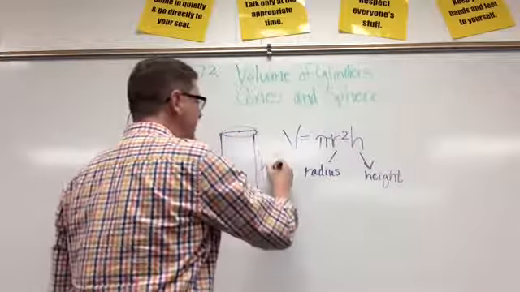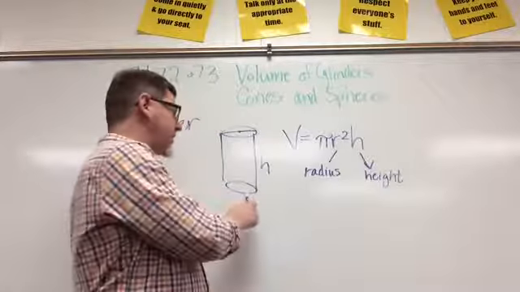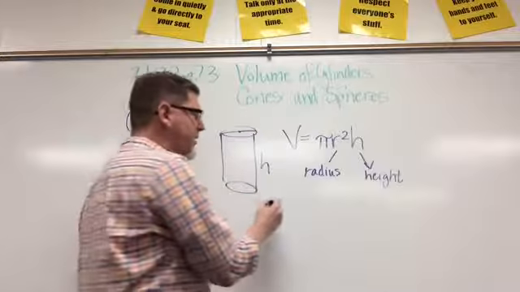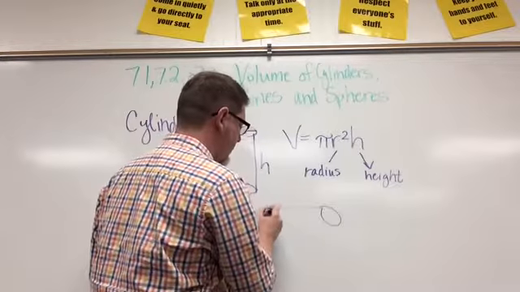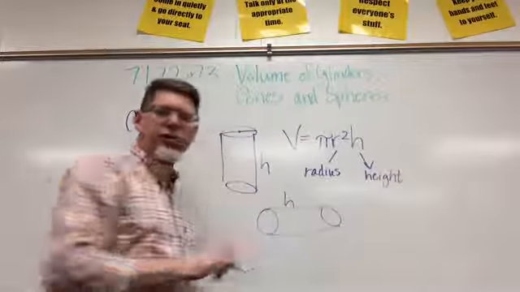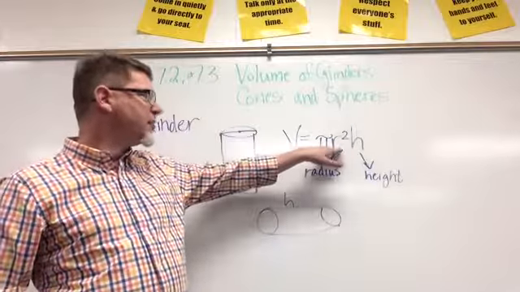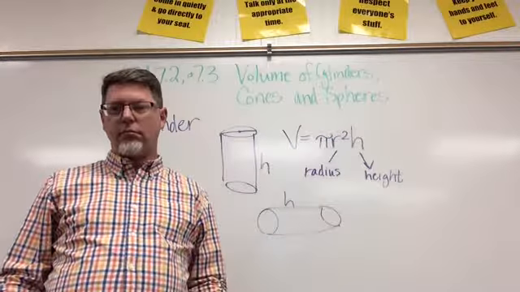So the height is the distance between the two circles. Now, most of the time the cylinder is going to be standing on one of the circles, but sometimes it might be laying this way, and so the height is the distance between the two circles. So all you have to do is plug in the numbers that you have to find the volume.